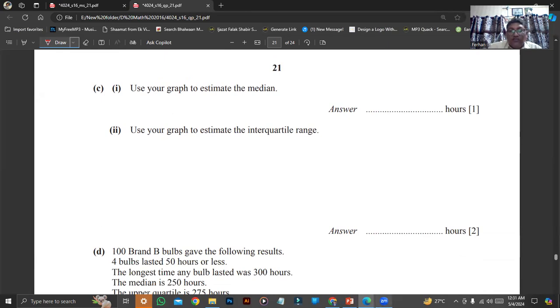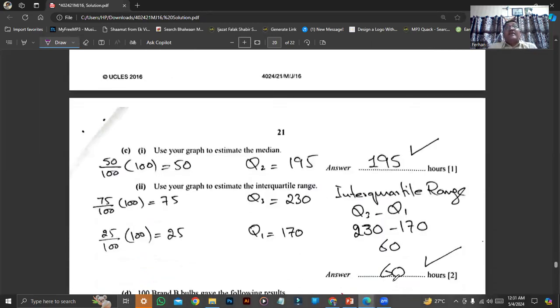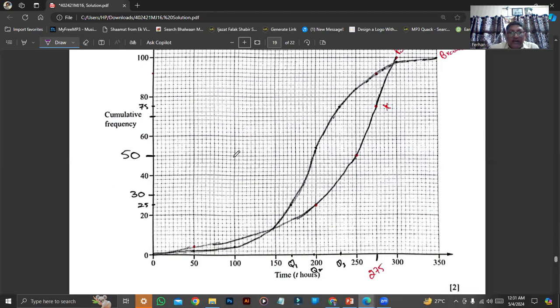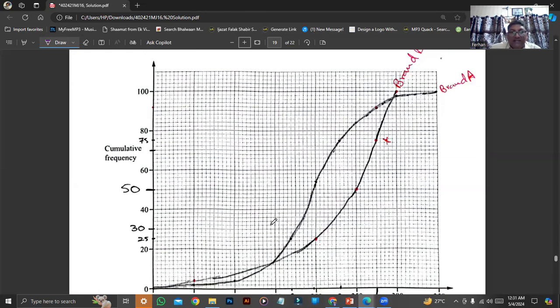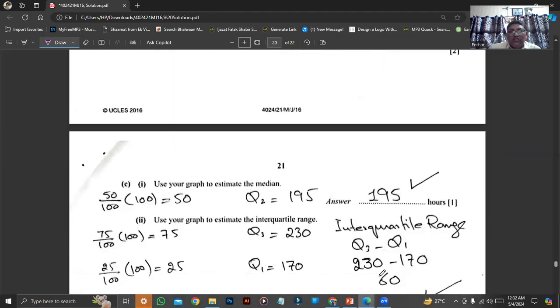So if you want to find the median, we will find 50% of the cumulative frequency, because the total cumulative frequency here is 100. So 50% of 100 will be 50, obviously. Then I will check on the y-axis where the 50 is. The 50 is here, so from here I will draw a line. The graph for brand A is this one. When I cut it, I will check what the value of x is below this point. And that is, I think, 195 something. Okay, so 195 is the median.